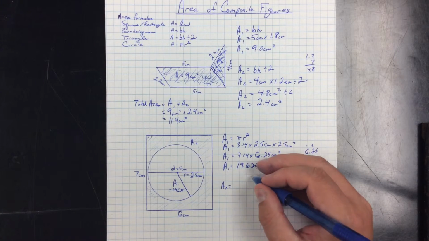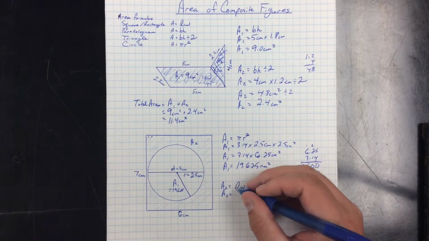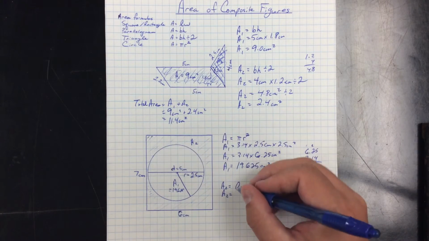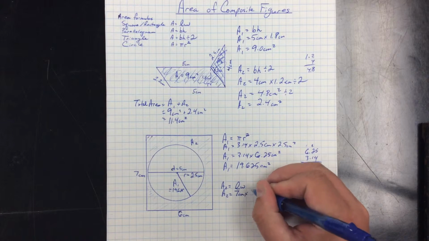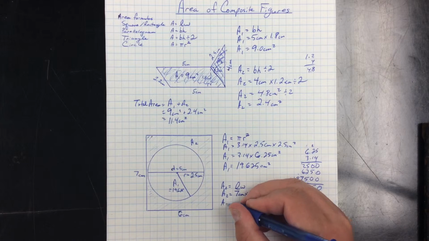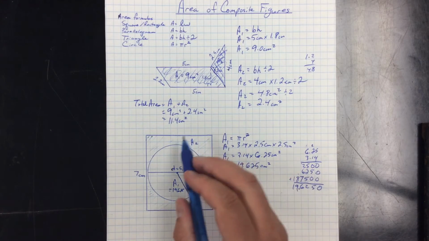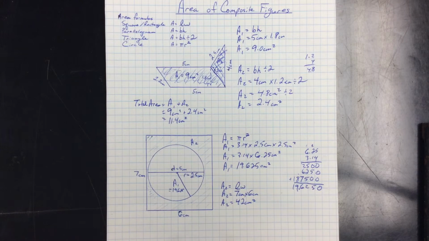Area 2 is equal to length times width. Length, which is normally the longer side, 7 centimeters times 6 centimeters. So 7 times 6 is the same as 6 times 7. 7 times 6 is 42 centimeters squared. So the area of my entire rectangle, including the circle, is 42 centimeters squared, and the circle itself is 19.625.